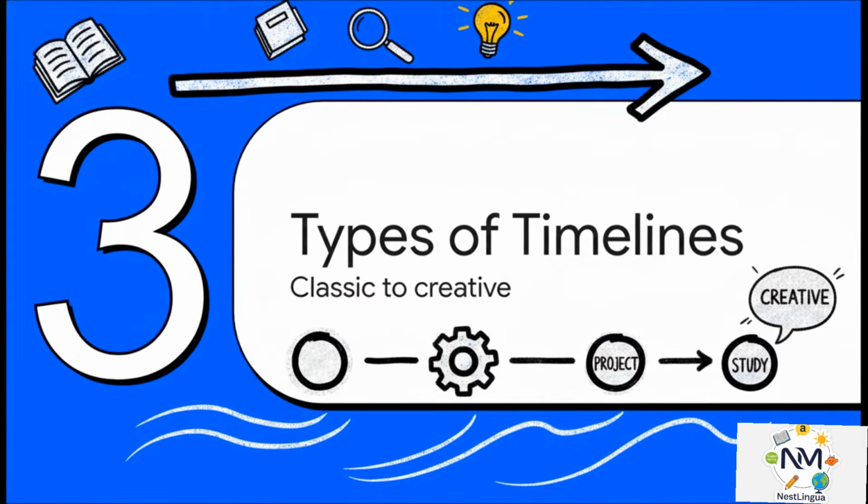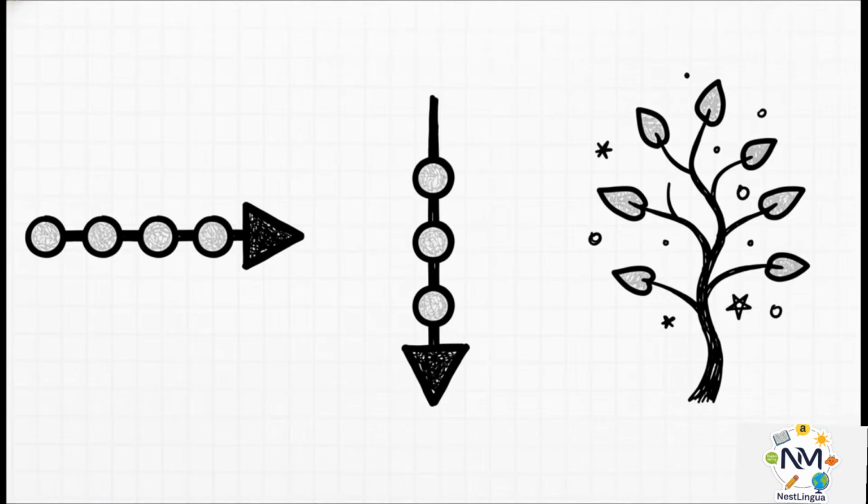Section 3. 3 types of timelines. Let's go from the classic right to the creative. There are 3 main types you can use here. Number 1 is the horizontal timeline. This is your classic, most common format where events simply move from left to right across the page. Number 2 is the vertical timeline, where events move from the top down to the bottom.